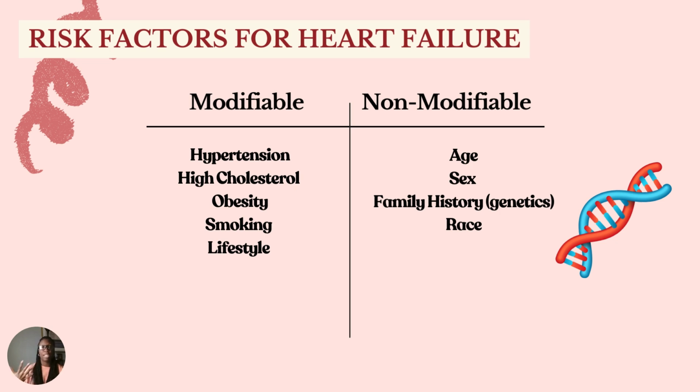There is family history. Unfortunately, some people are just genetically predisposed to developing certain conditions. So if a close family member, like a parent or a sibling, has heart failure, then a person is at a higher risk of developing heart failure themselves. Then we have race and ethnicity. Just like with family history, some people of certain ethnicities are at an increased risk of developing heart failure. African Americans and South Asians have a higher risk of developing heart failure.